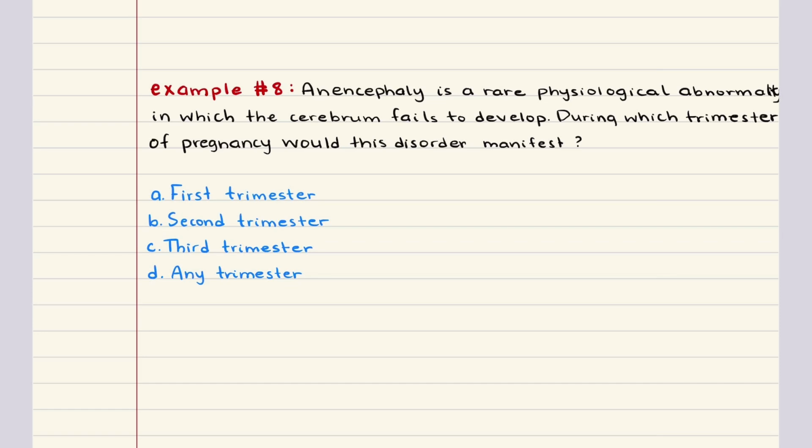Neural tube defects like anencephaly result from issues during this critical early window, often before a person even realizes they're pregnant. So the correct answer is the first trimester.